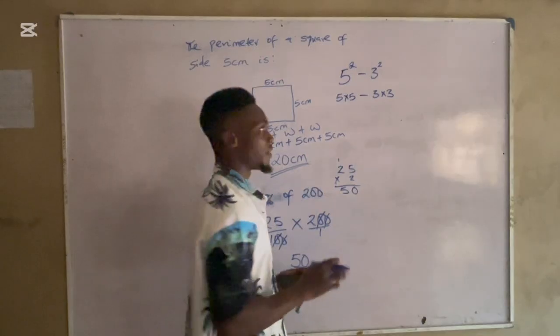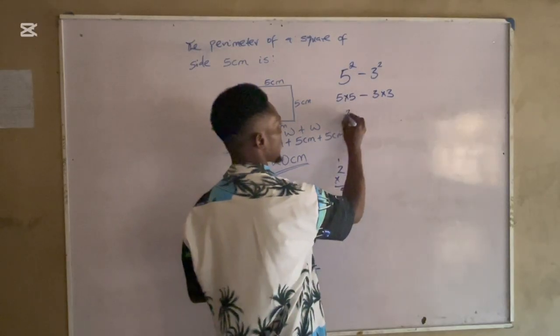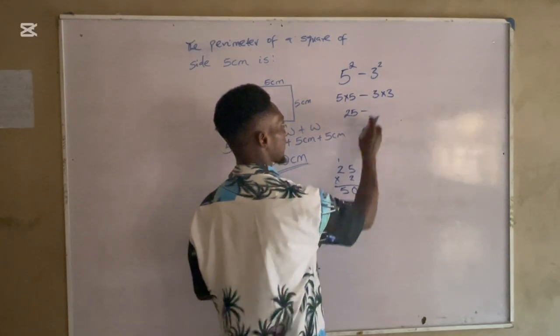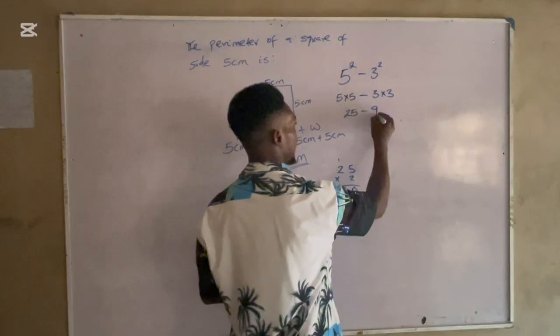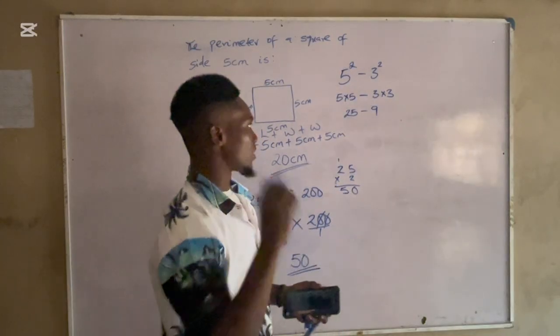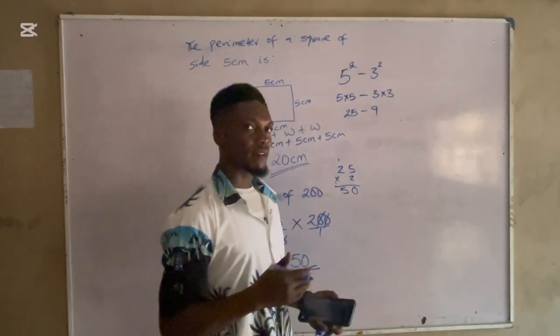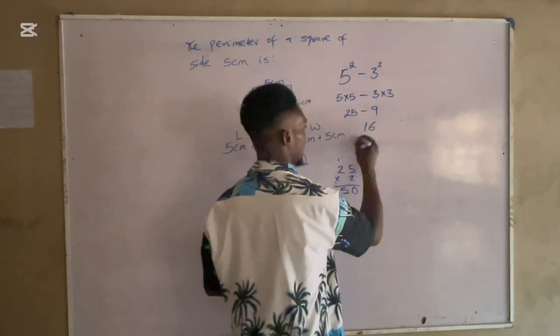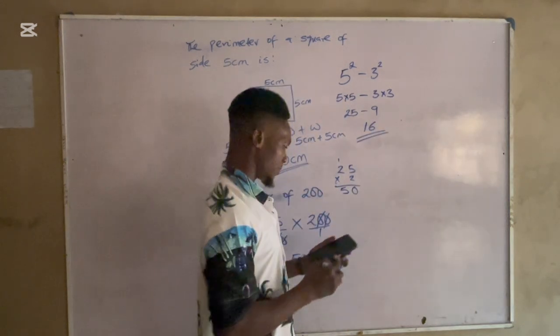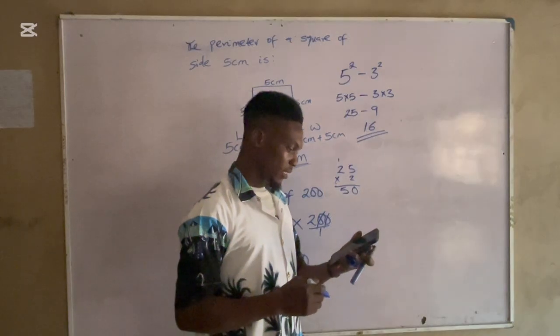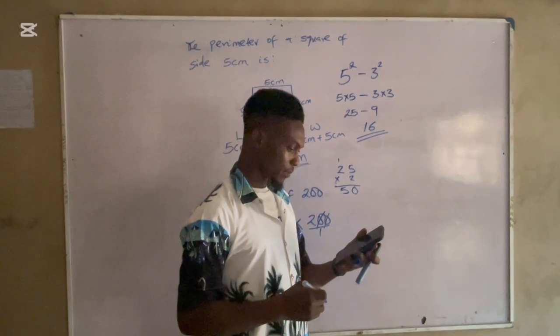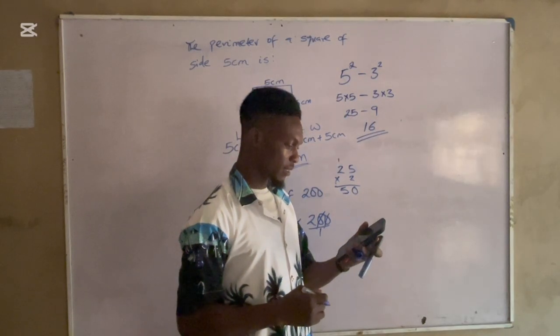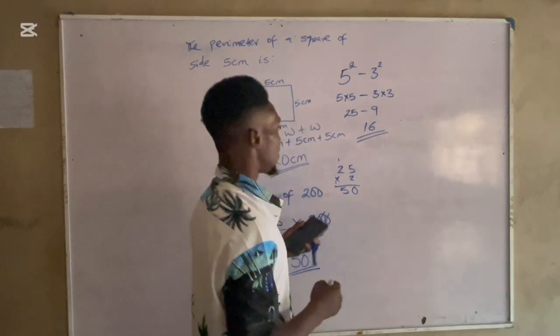You can now break it down. 5 times 5 is 25 minus 3 times 3 is 9. Then we can subtract 25 minus 9. That will give us 16 as our answer. So the option here is option B, 16.